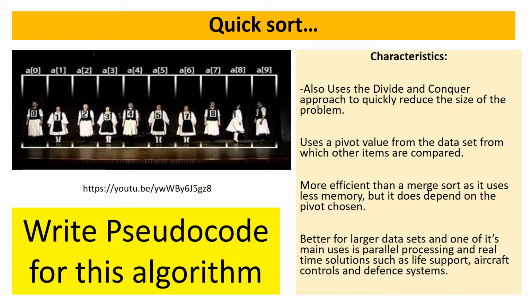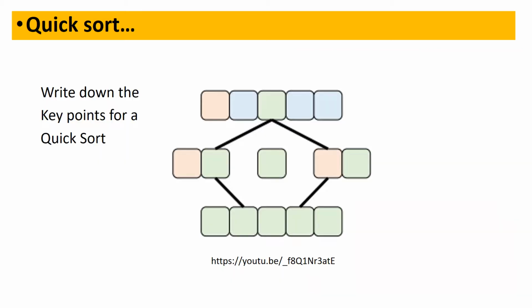One of its main uses is for parallel processing and real-time systems, such as life support, aircraft controls, or defence systems. To explain the quick sort, I'm going to recommend you watch the Craig and Dave video, which gives you a really good indication of what you need to do. Whilst watching the video, please write down the key learning points that you'd need to use for this sort.